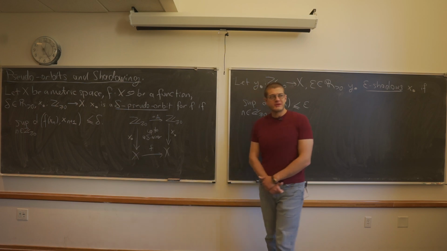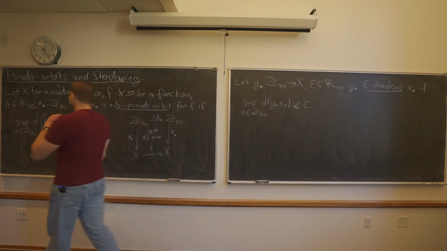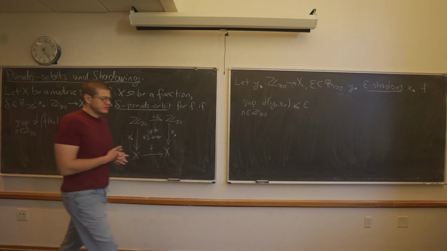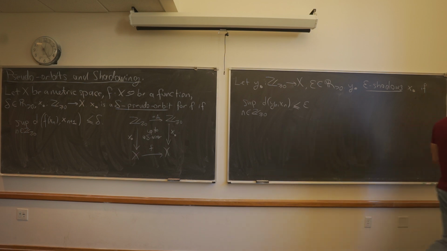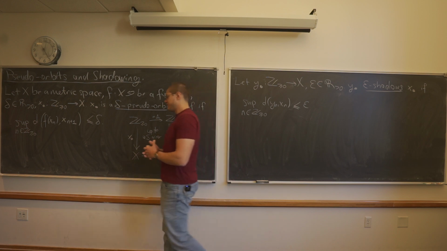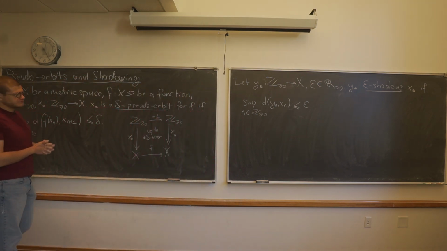Okay, hello, good afternoon. So today, I'd like to finish discussing the pseudo-orbit business and shadowing, and then we're going to start talking about dimension theory, but not from a more analytical point of view. Rather, I'd like to start with this topological notion of dimension, or one of them, which is the Lebesgue covering dimension.